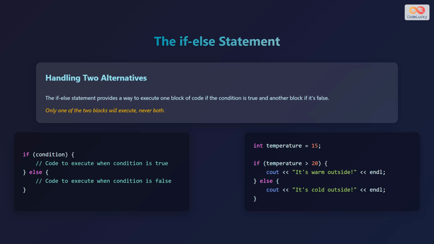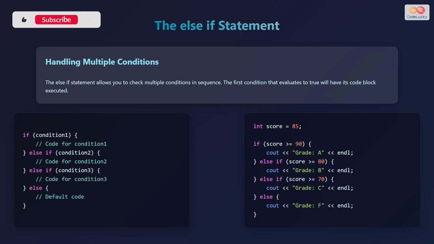Here's an example. We declare an integer variable named temperature and assign it the value 15. The if statement checks if temperature is greater than 20. If it is, the program prints "it's warm outside." Otherwise, the else block is executed, and the program prints "it's cold outside."